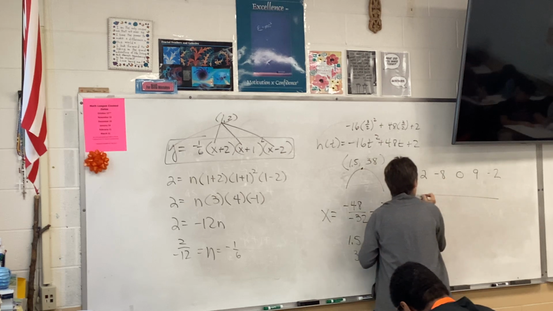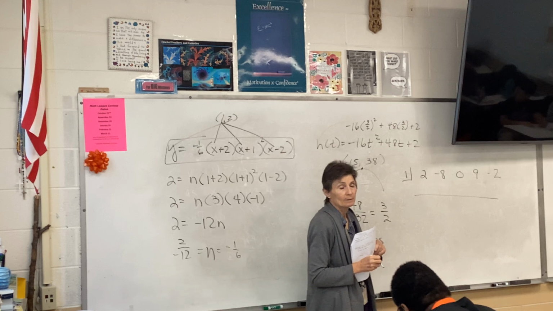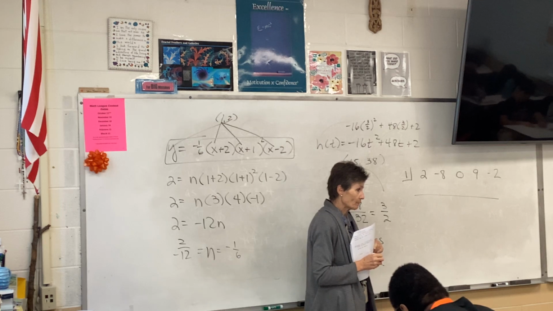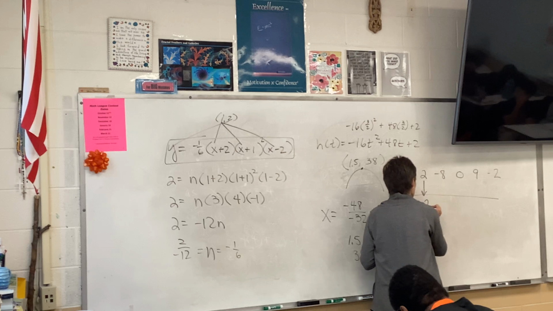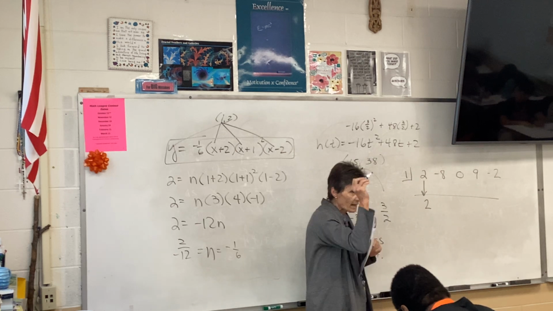Negative eight. Zero. Nine. Negative two. Because what's missing? X squared. So where the x squared should go, I'm going to put in a zero. Okay? Now, this number comes straight down. Straight down. Drop it down.